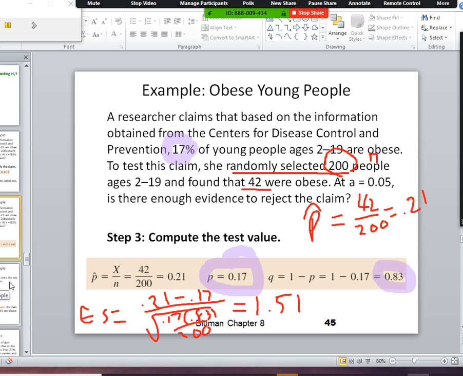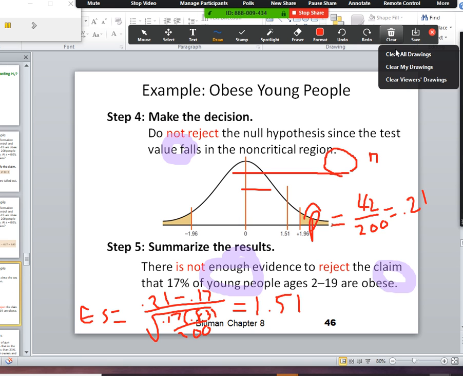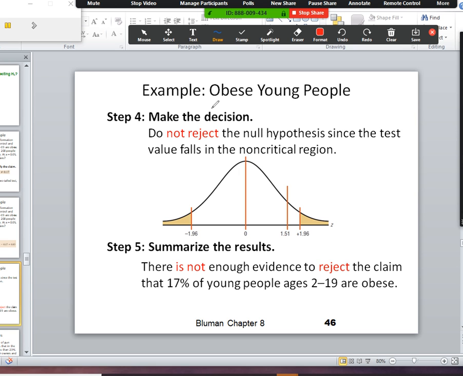So then we'll take a look at the next slide, and I'm going to clear off this one. And you'll see here that here's my drawing, here's my rejection regions, and then here's the 1.51. So based upon that, it's in the non-rejection region, right? It's in the innocent region, or the non-guilty region. So I'm going to say, do not reject H naught. And that's all you have to do. You don't have to put all these other words. Just put this right here. That's your step 4. That's it.